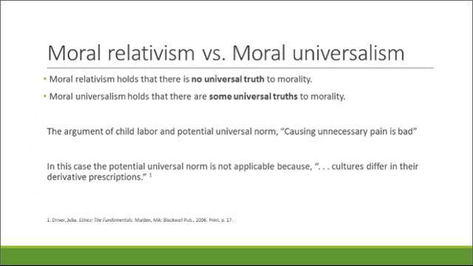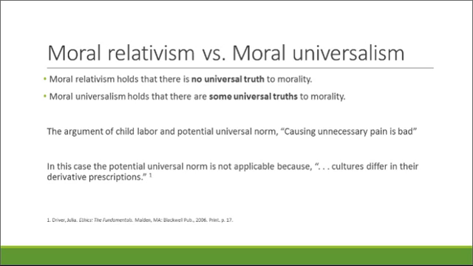Moral relativism versus moral universalism. In a way, moral relativism and moral universalism can be viewed as opposites of each other. Under moral relativism, because of the idea that the beliefs of cultures are to be understood from the perspective of that given culture, moral relativism holds that there is no universal truth to morality. Contrasting from this idea, moral universalism holds that there are some universal truths to morality.